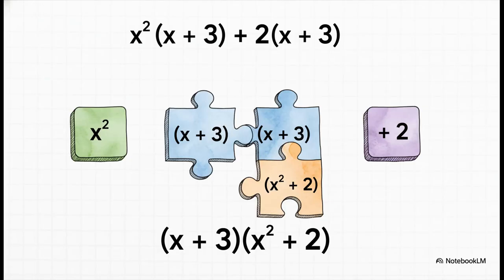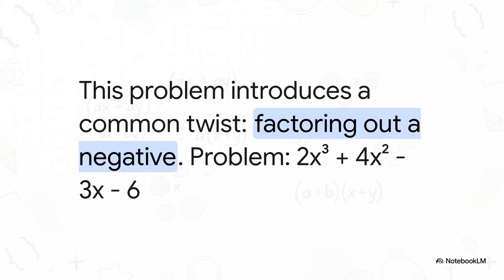So here's the payoff. Since both halves of our expression have that x plus 3 in them, we can factor that whole piece out. And what are we left with? The x squared from the first part and the plus 2 from the second. We just scoop those up into their own parentheses, and boom, the final answer, x plus 3 times x squared plus 2. Just beautiful. Okay, you ready to level up a little?